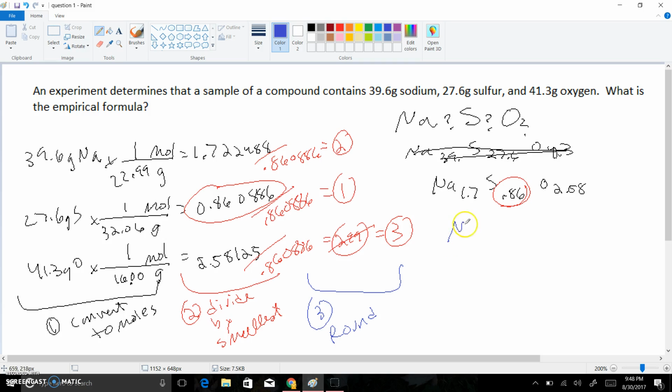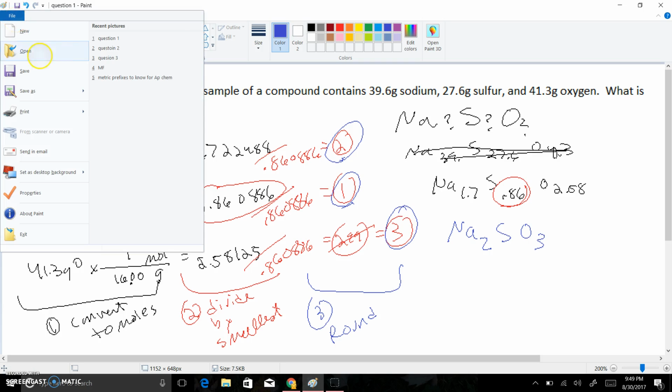So now I really do have Na2S1O3. Sodium sulfite. That's my empirical formula. So far, so good. Let's go to a little bit trickier one here.